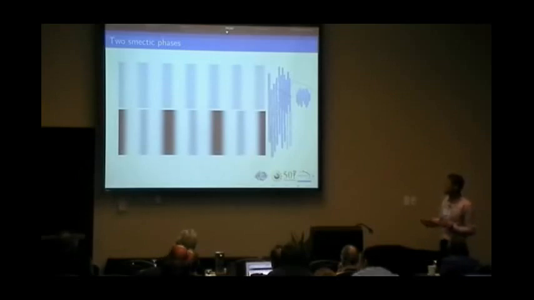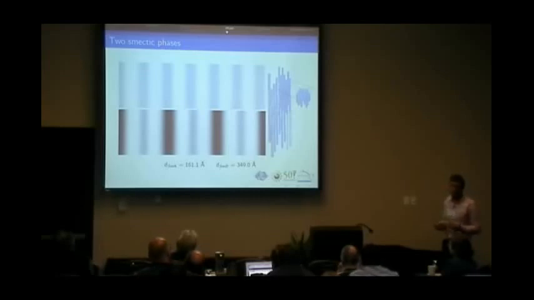These two are electron density maps constructed from X-ray data, and we have two periodicities. Let's call this smectic A phase and this smectic B phase. In smectic A phase we have around 60 nanometers periodicity. In smectic B phase we have around 35 nanometers periodicity.